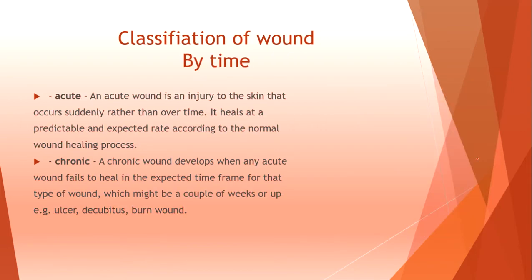Classification of wound by type. Acute. An acute wound is an injury to the skin that occurs suddenly rather than over time. It heals at a predictable and expected rate according to the normal wound healing process. Chronic. A chronic wound develops when any acute wound fails to heal in the expected time frame for that type of wound, which might be a couple of weeks or more. Example, trophic ulcer, decubitus or burn wound. So acute, this is the type if somebody was stabbed by a knife, and chronic, it's a wound with bad healing, like a decubitus due to the lack of blood supply.